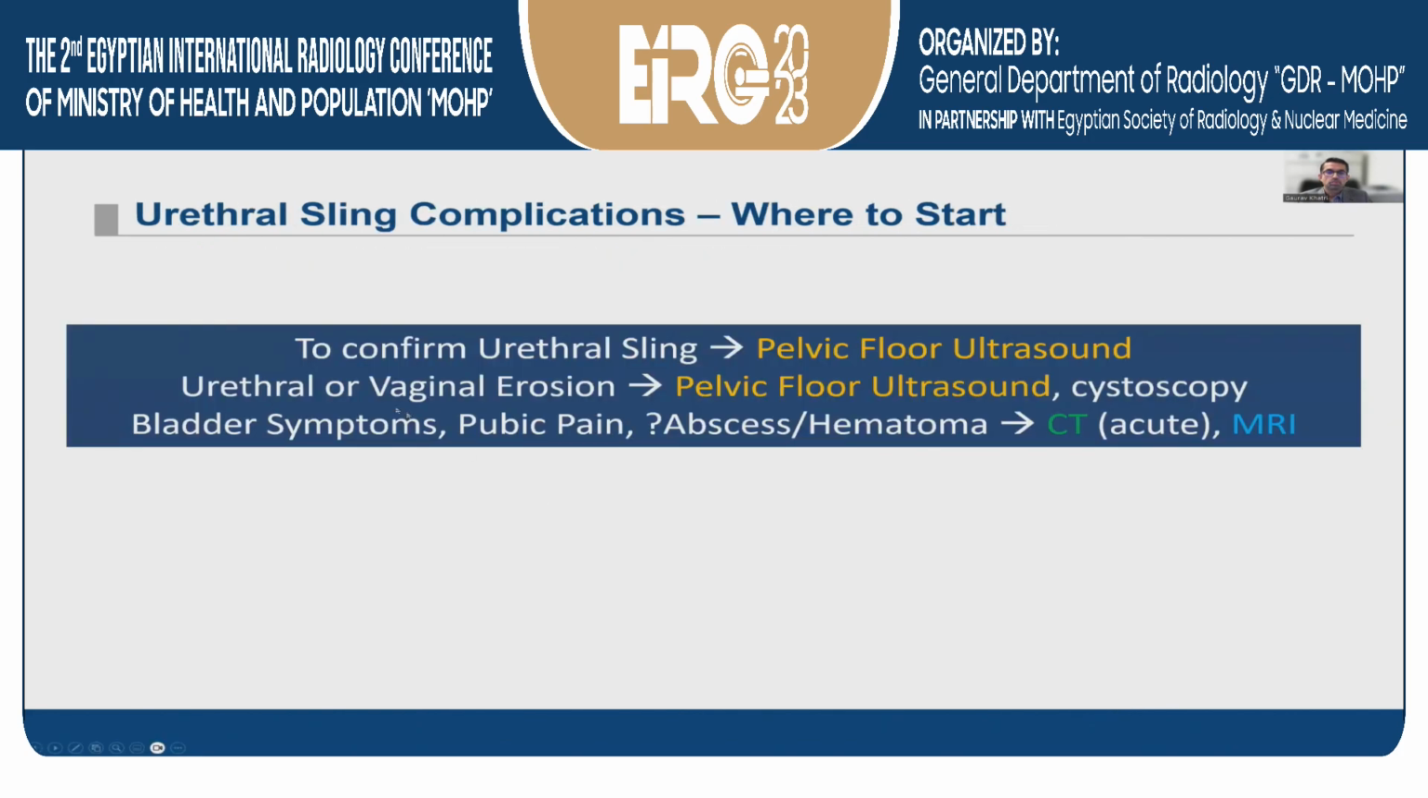All right, so to confirm a urethral sling placement, you can start with pelvic floor ultrasound. MRI can be less sensitive to detect slings. To evaluate for urethral or vaginal erosion, you may do cystoscopy or vaginoscopy, and if you need additional imaging, pelvic floor ultrasound is the way to go. To evaluate for bladder symptoms, pubic pain, generalized pelvic pain, or possible abscess or hematoma, which can occur acutely after sling placement, you look at CT or MRI.